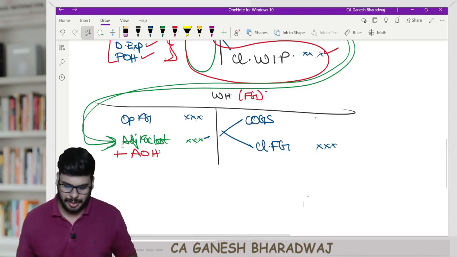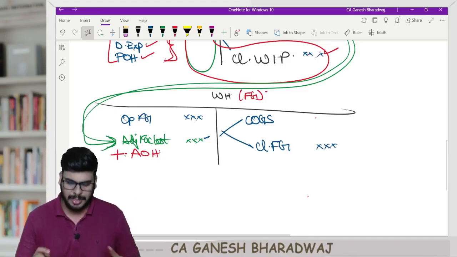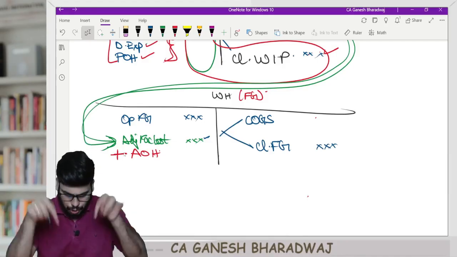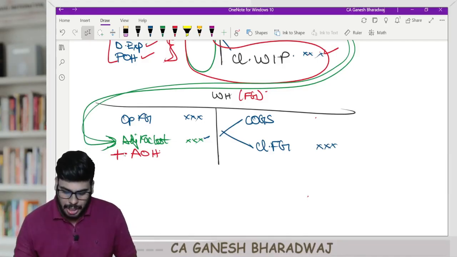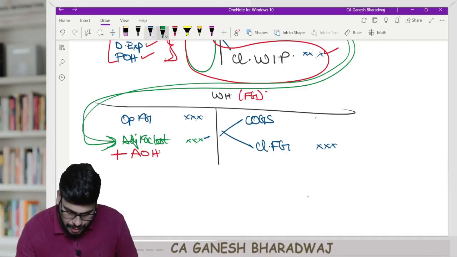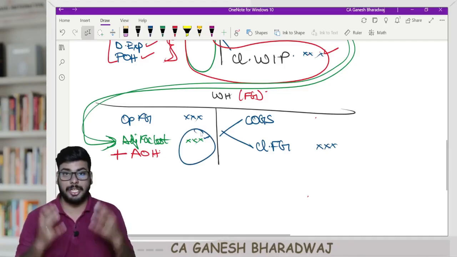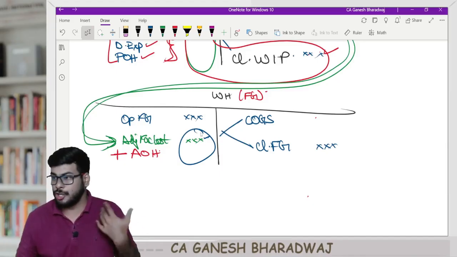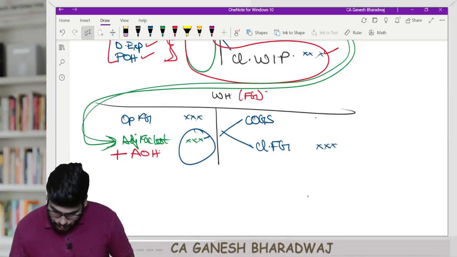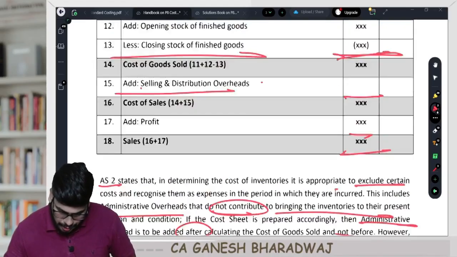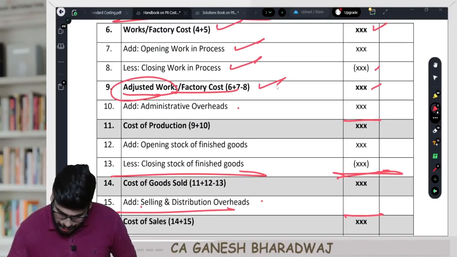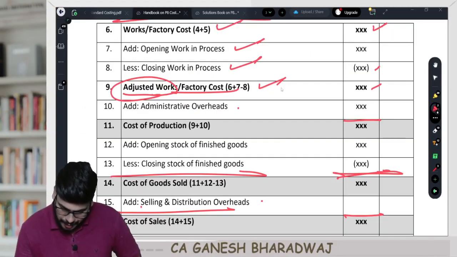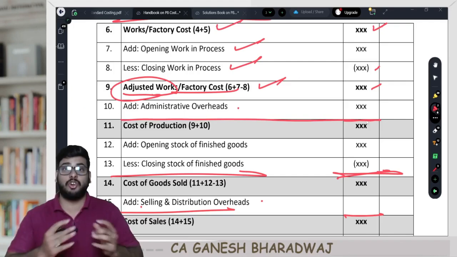So CMA Institute says, look, no questions asked. We want this to be added here itself. Though it is incurred in the corporate office area, you put it here in the warehouse area and add it. So technically what CMA Institute says is, look, this is going to be the total value of all the units produced, right? This is what they are saying. So look at this here. They are saying from adjusted factory cost, this figure, you add your AOH, right? And we are calling this as cost of production.